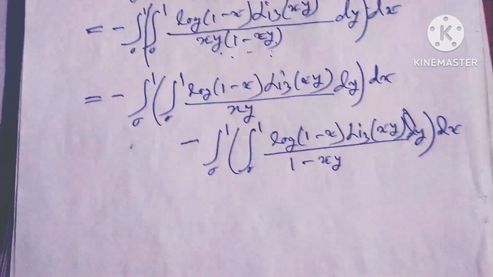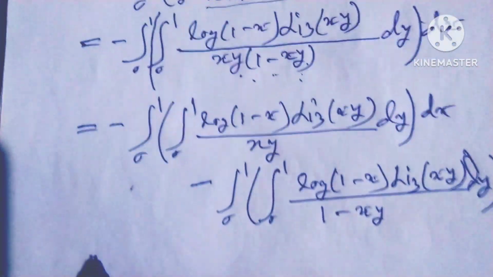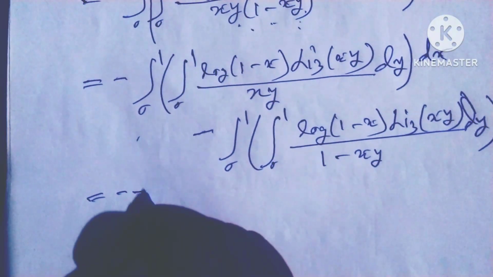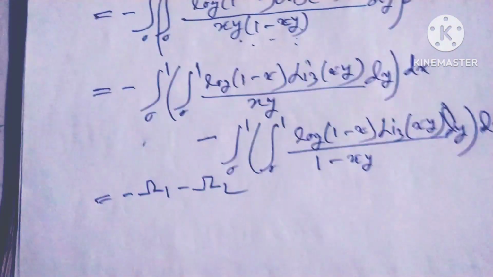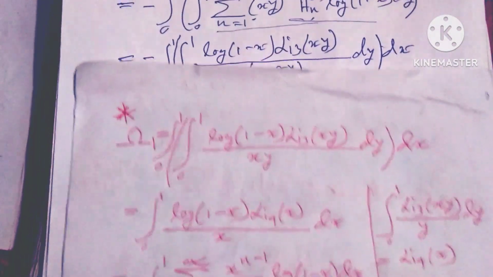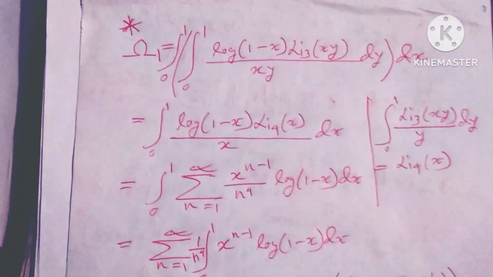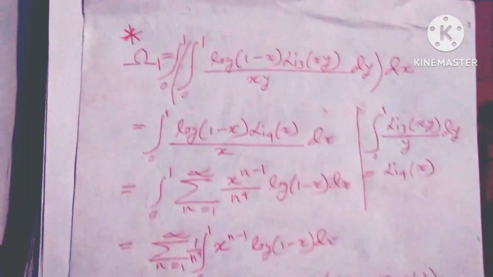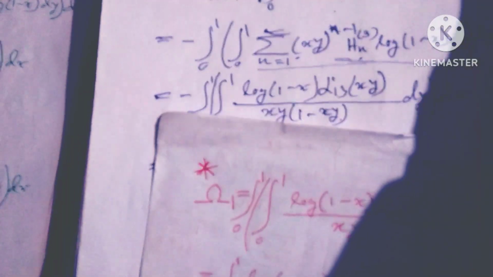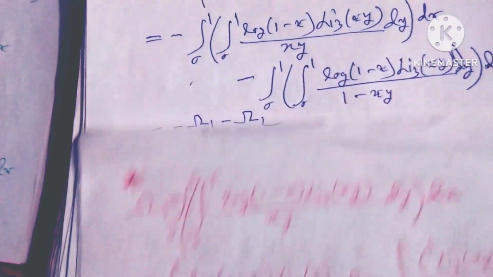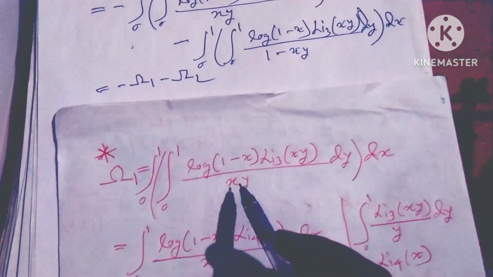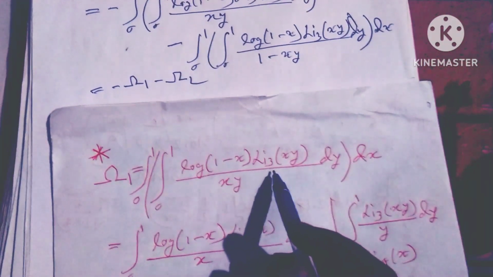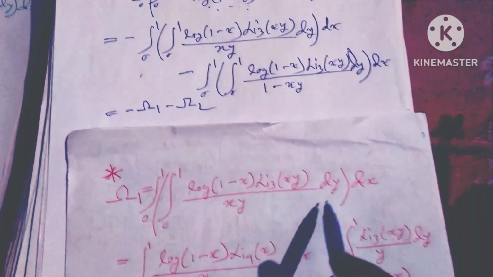Now friends, I can write it as equal to minus omega 1 and minus omega 2. Now friends, we have to see, because the problem is going very long, omega 1 I have already worked out, because it is very lengthy and I need to discuss very briefly. So omega 1 is equal to log(1 minus x) Li3(xy) divided by xy, dy dx.